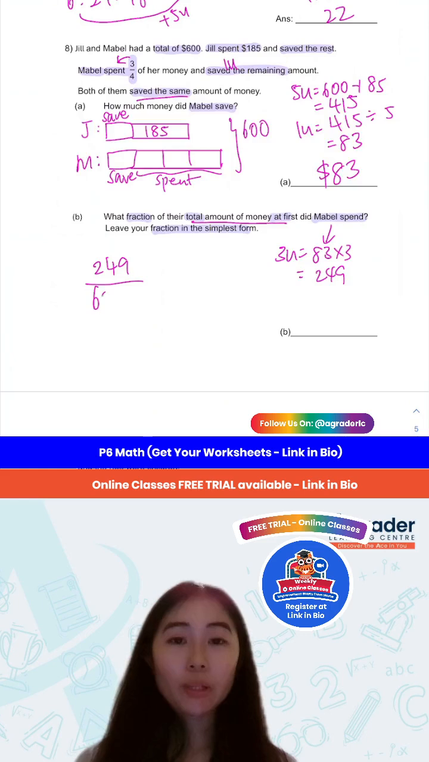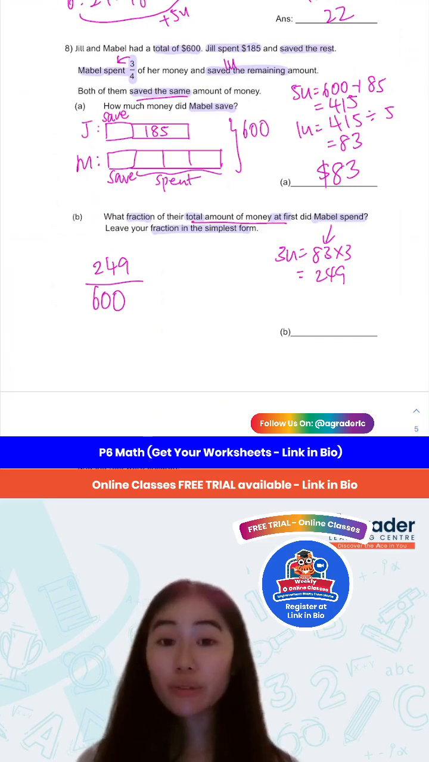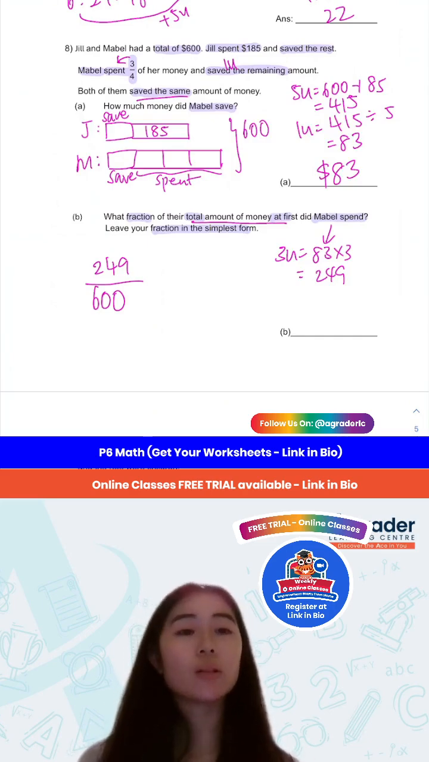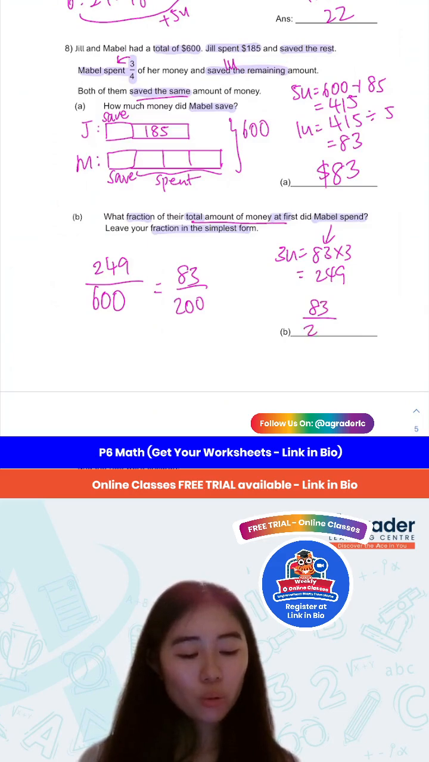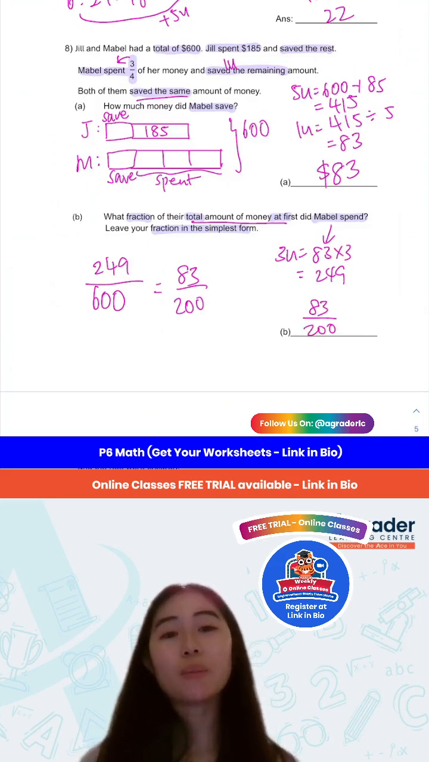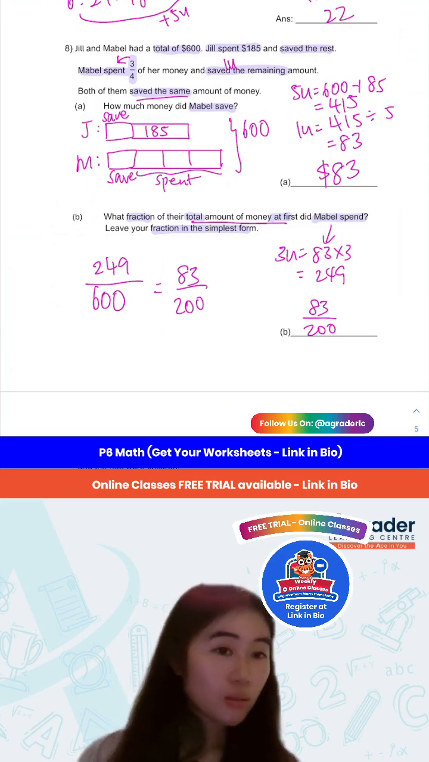So that's your denominator. And for this fraction, you don't need to try to simplify it by yourself. You just put it into the calculator. Calculator will do it for you. So 83 over 200 is the simplest form. I think all of you got it correct, right?